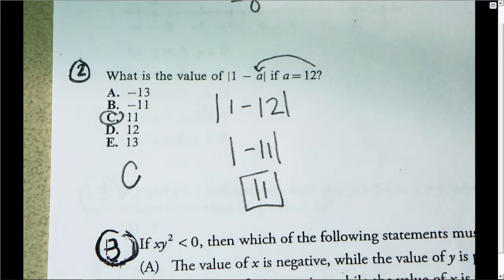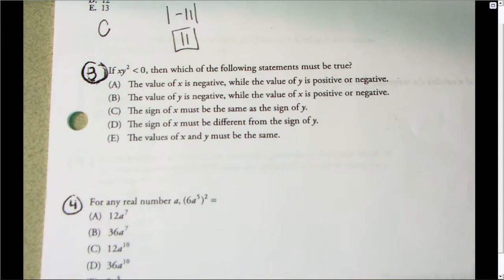Remember, don't overcomplicate absolute values. Just simplify inside and then take the absolute value of it. Now, number 3 is a really great question because it's a kind of problem that you all don't like. And I know that seems mean, but honestly, I purposely want to give you problems that you hate because I want you to face your fears of why you don't like them.